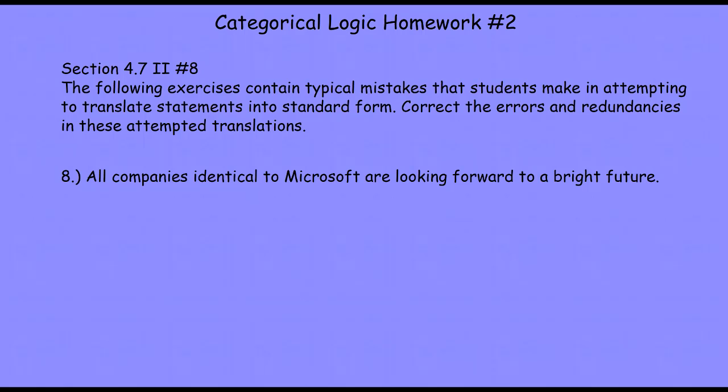So we can go through it systematically. We've got all as a perfectly good standard form quantifier. Companies identical to Microsoft, that's a perfectly good subject term. It takes that particular company and it creates a class that contains only that company as a member. That all looks good. Are, that's a copula consistent with our universal affirmative quantifier. Finally, we've got looking forward to a bright future. Here is where our problem emerges.